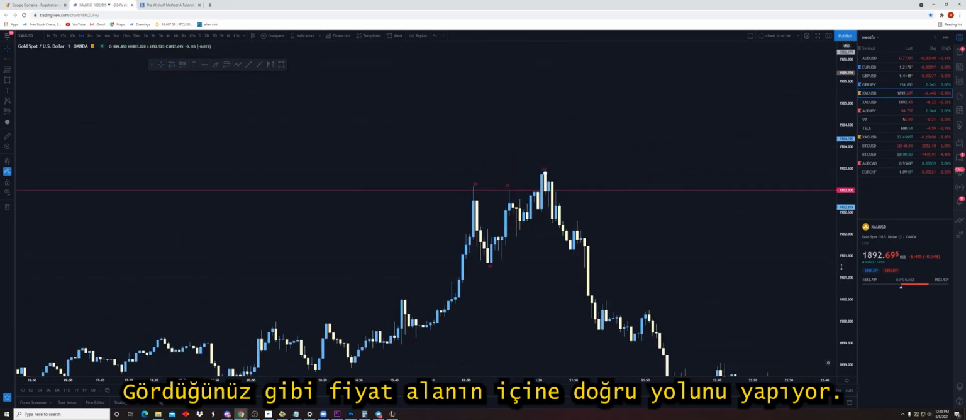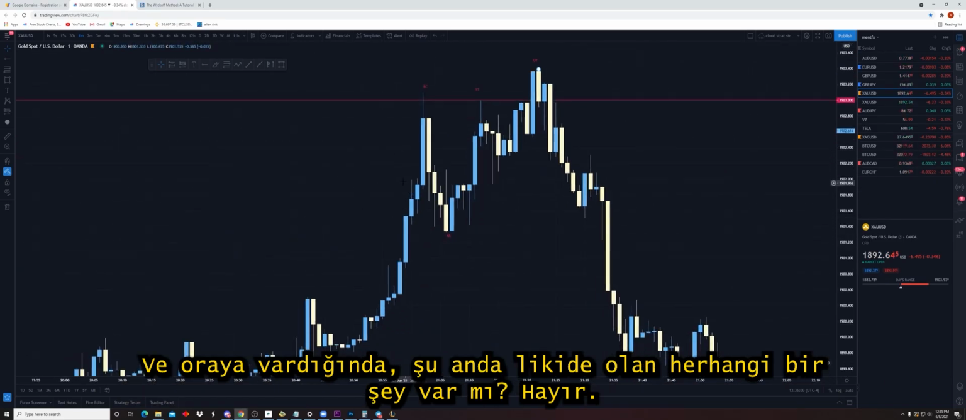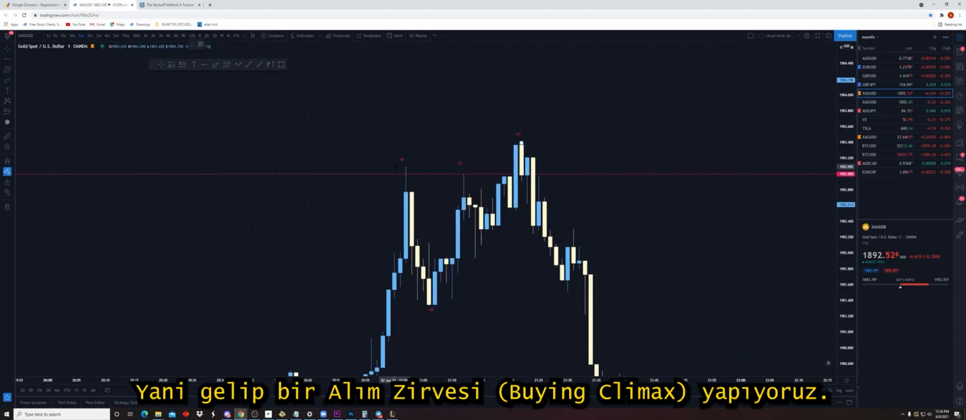Yep, there we go. So as you can see, price makes its way up into the area. And as it gets there, is there anything that is kind of liquidating right now? No. So the schematic only begins once it actually gets here, which is fine. So we come and make a buying climax.